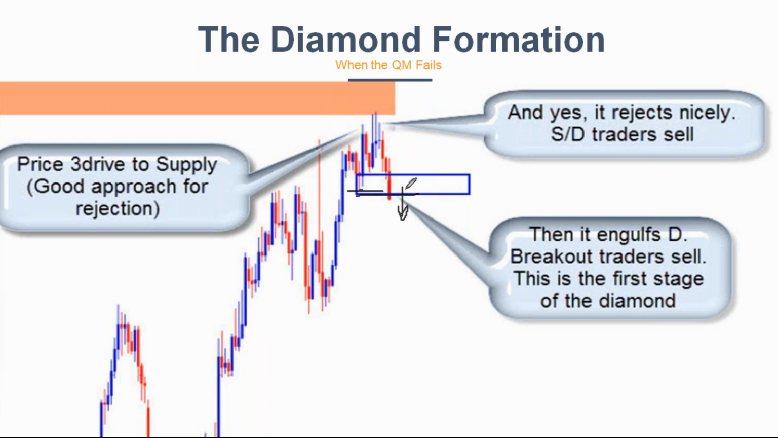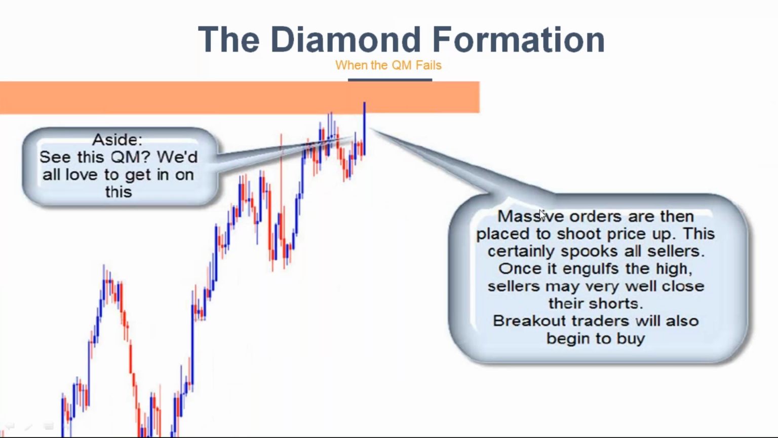What has happened here? In simple words, high, low, higher high, lower low. So how many of you can spot a QM here? How many of you can spot a QM here? Is it clear?